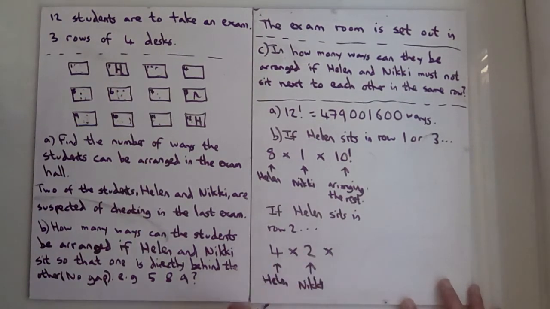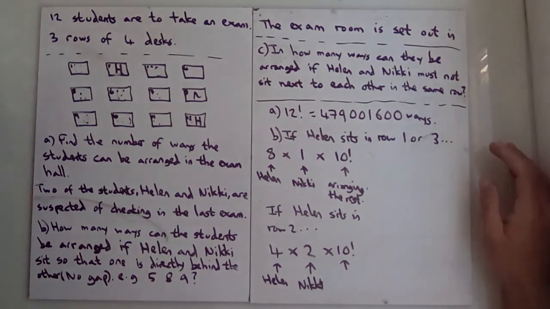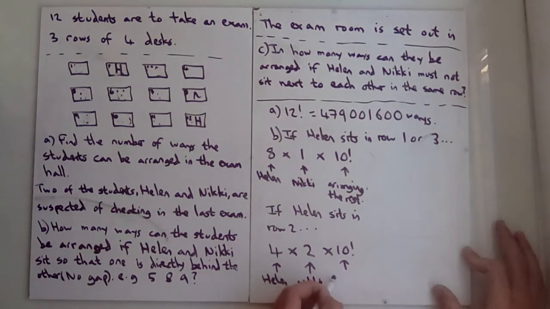And then you've just got to arrange the rest, so 10 factorial. This is just arranging the rest. And these times signs, by the way, just come from the fundamental principle of counting. So if you've got a number of ways that separate things can happen, the number of ways they can all happen together is you multiply them together. So this is arranging the rest.